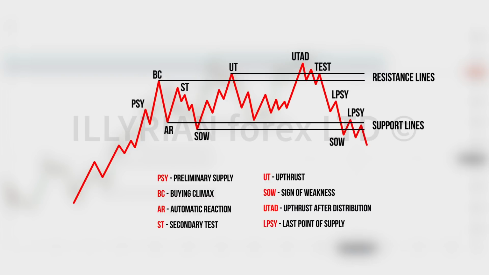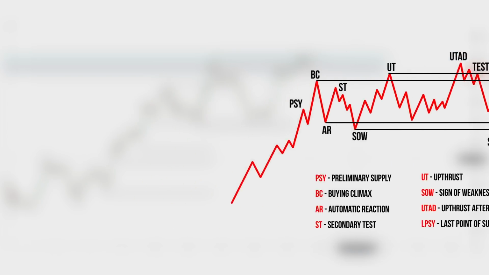LPSY, last point of supply. After testing support on a sign of weakness, a feeble rally on narrow spread shows that the market is having considerable difficulty advancing. This inability to rally may be due to weak demand, substantial supply, or both. Last point of supply represents exhaustion of demand and the last waves of large operators' distribution before markdown begins in earnest.